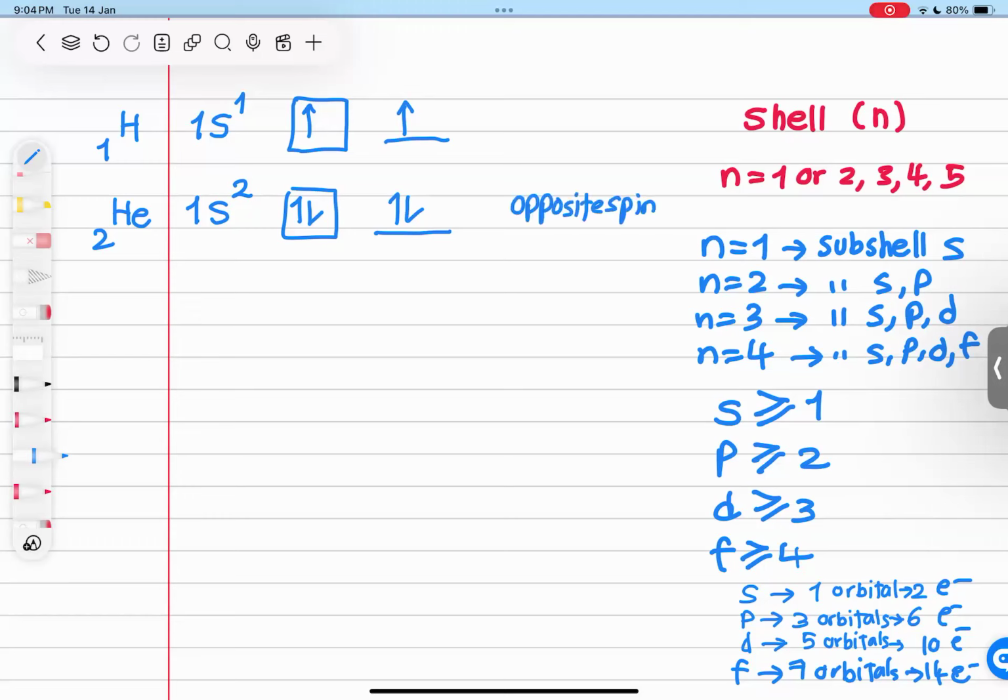Why is it opposite spin? Opposite spin prevents repulsion between them, because both of them carry the same charge.